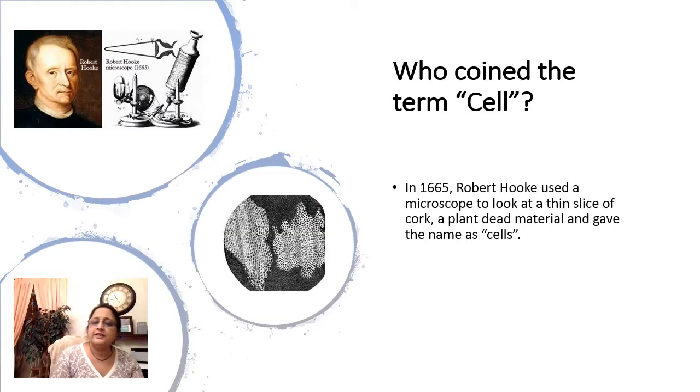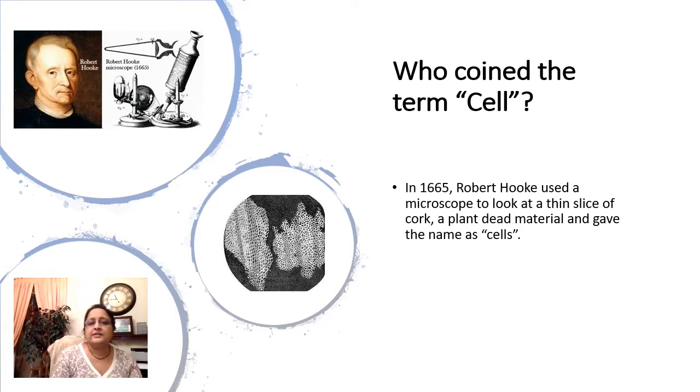Okay, let's go to the history of the cell. Who first identified this particular cell? It all started back in 1665. An Englishman, Robert Hooke, made a simple microscope to look at a thin slice of cork, which is plant bark. Under that microscope, cork seemed to be made of thousands of tiny empty chambers that fascinated him, and he called them cells.